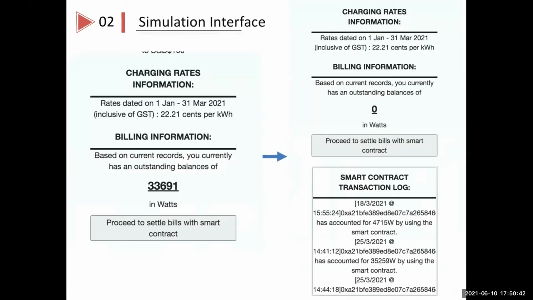And this is the interface that we created for each user. If they have their own energy demand, they can click proceed to settle bills with the smart contract. Then their energy proposal will be announced within the microgrid. If someone has surplus energy, they can trade it, so that the energy demands will be fulfilled.